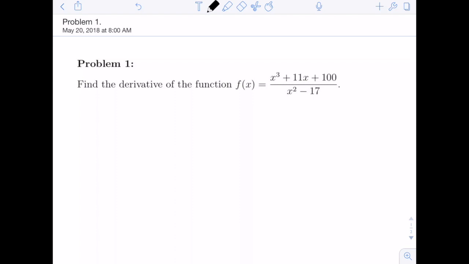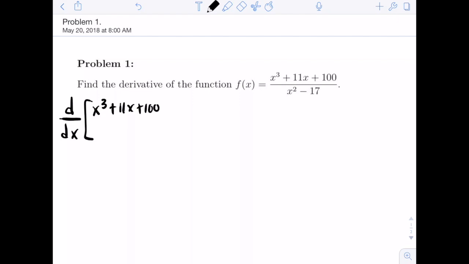So anyway, we'll get right into it. We'll solve problem 1. The first thing it's asking is to find the derivative of the function x cubed plus 11x plus 100 divided by x squared minus 17. To put that in math speak, we're going to put the d by dx here. So we're taking the derivative of this fraction, right?